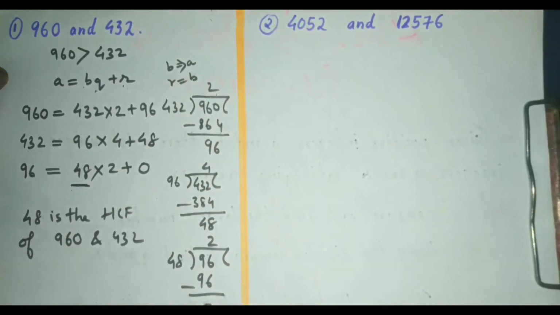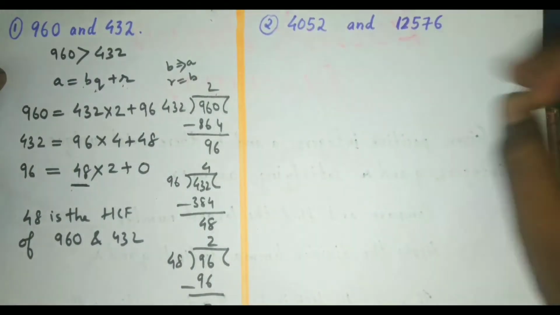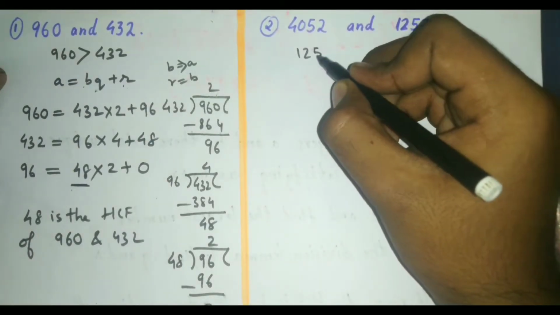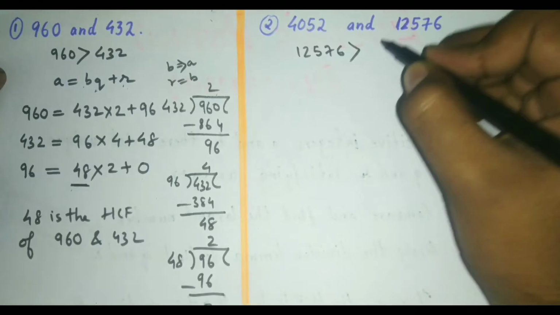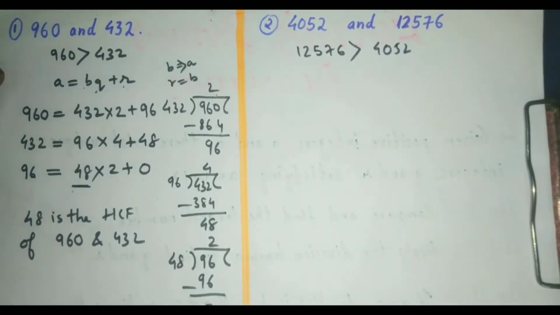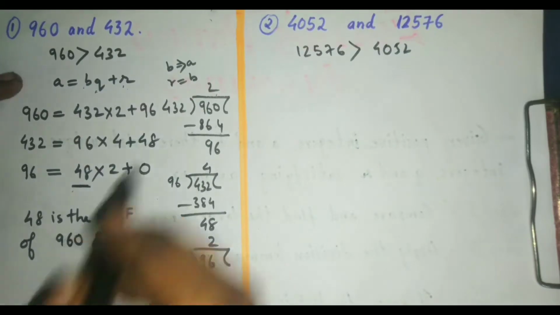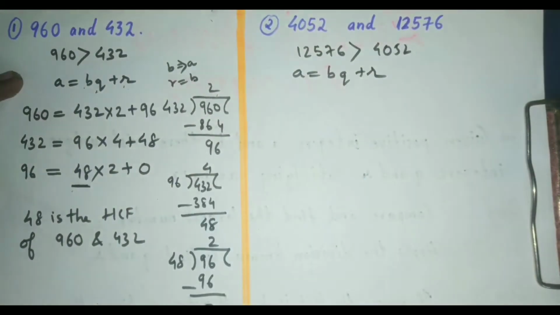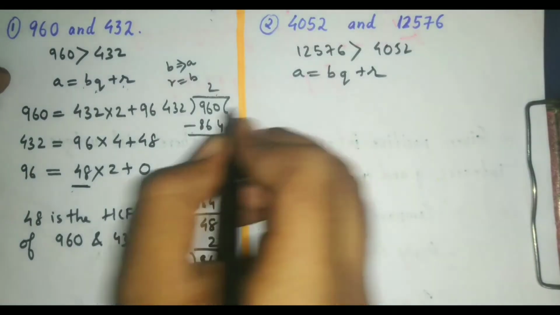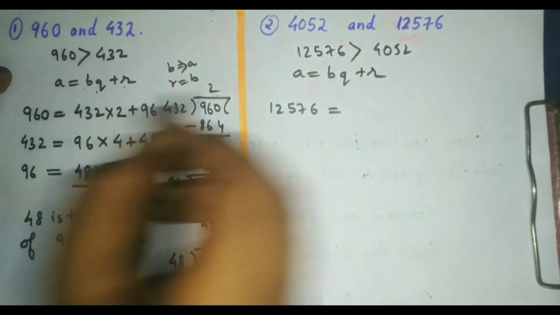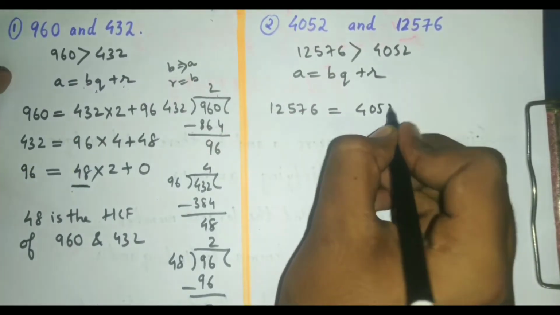Now, the first step is that you have to find the largest number between these two. Comparing the numbers, we can see this is the largest number. So we'll write 12576 greater than 4052. Fine, we got the largest number. Now what you have to do? You have to put in this formula, A is equal to BQ plus R. Now A we know is 12576. B we know is the smallest number, 4052.